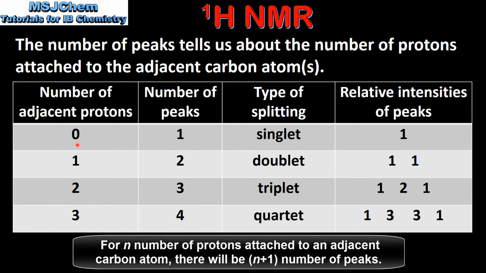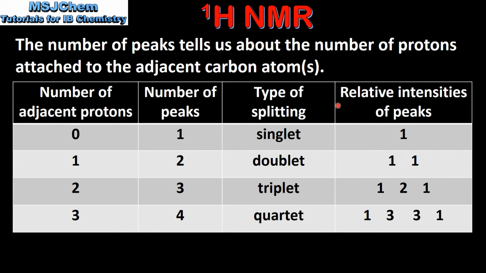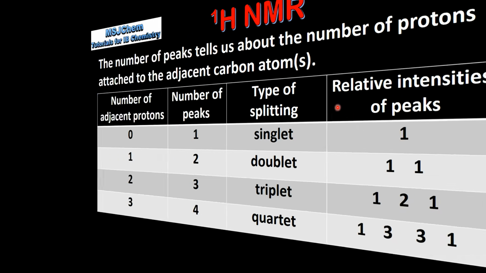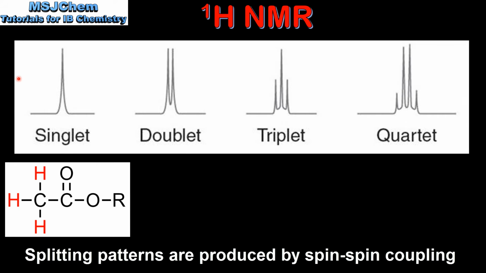So from this table, we can see that if there are n number of protons attached to the adjacent carbon atom, we will have n plus 1 number of peaks. For example, if there are 2 protons attached to the adjacent carbon atom, then we have 2 plus 1 equals 3 peaks. In the final column, we have the relative intensities of the peaks, which can be deduced using Pascal's triangle. Next, we'll have a look at the type of splitting patterns in more detail.